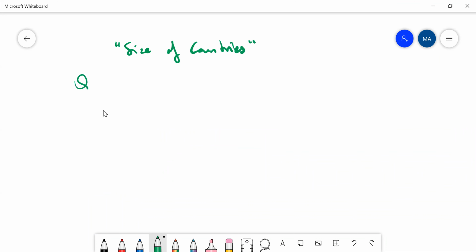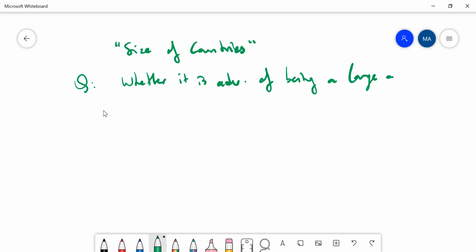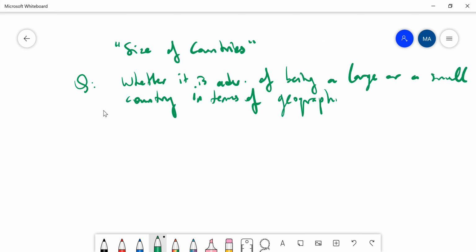Now, the question here is whether it is advantageous of being a large or a small country. What do you think? It depends. Depends on what?